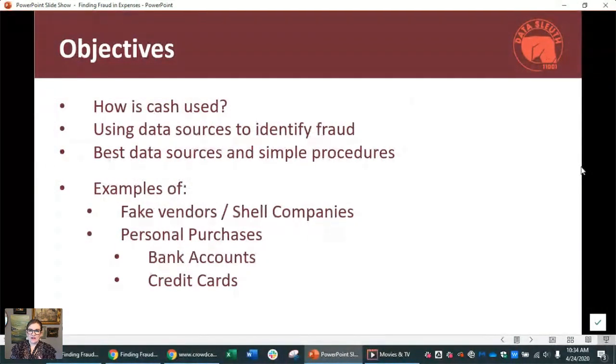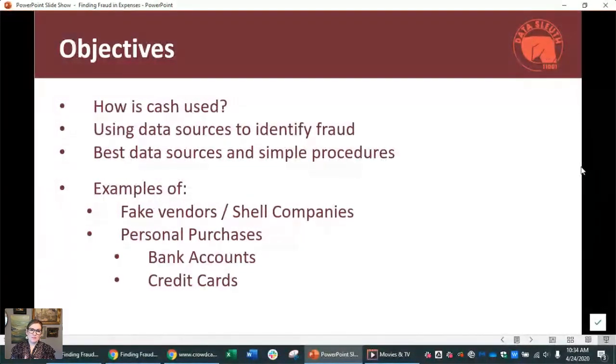We're going to identify some different data sources that will help us walk through this process. We're going to talk about the best data sources and some of the easiest things to do with them. So you don't have to think, oh my gosh, there's a billion reports I could run out of this company. You can really just go to a few things and find what you need. I promise it works every single time.